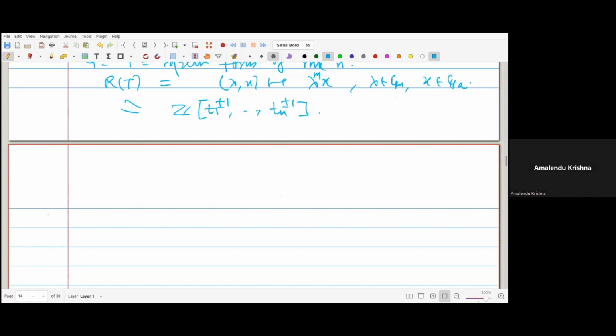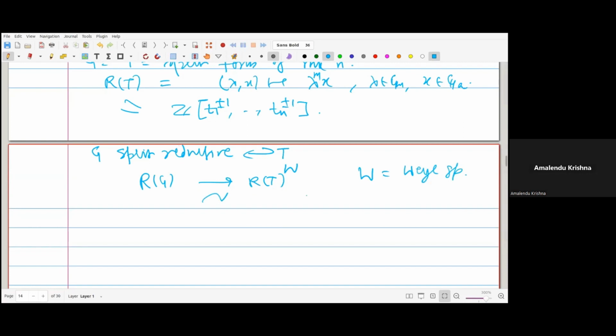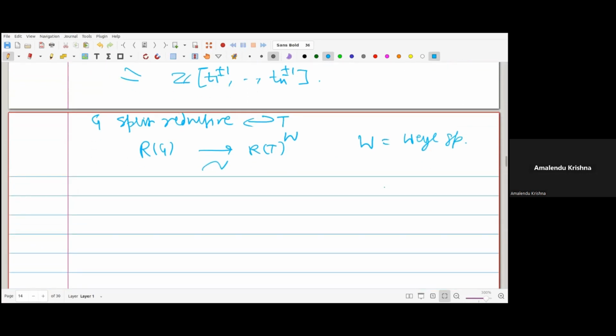And if you take any reductive group, say G is split reductive, and connected also, then it has a maximal torus, a split maximal torus T, and then you have this RG, and you clearly restrict to RT, right? And what is the relation? The relation is that RG is equal to RT to the W invariants, where W is the Weyl group. So this is an isomorphism. This is not very hard to prove.